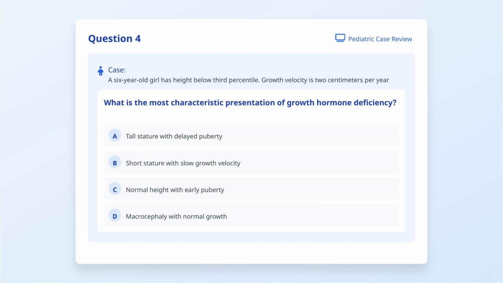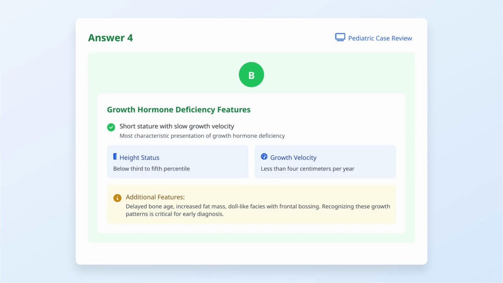Case scenario: a 6-year-old girl has height below the 3rd percentile. Growth velocity is 2 centimeters per year. Question: what is the most characteristic presentation of growth hormone deficiency? Option A: tall stature with delayed puberty. Option B: short stature with slow growth velocity. Option C: normal height with early puberty. Option D: macrocephaly with normal growth. The correct answer is B.